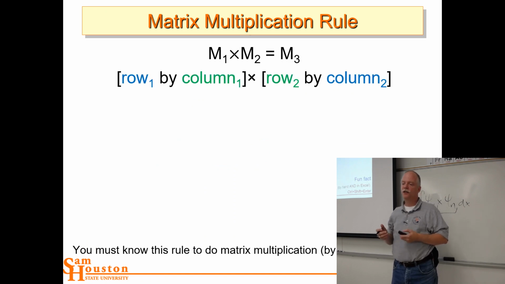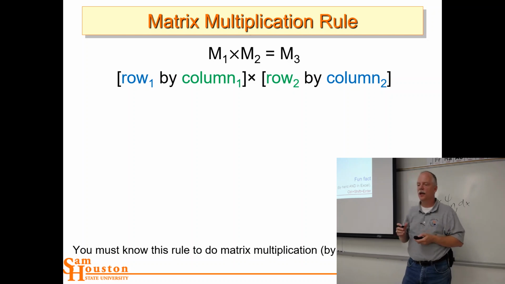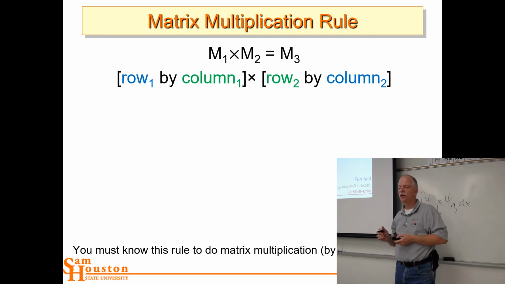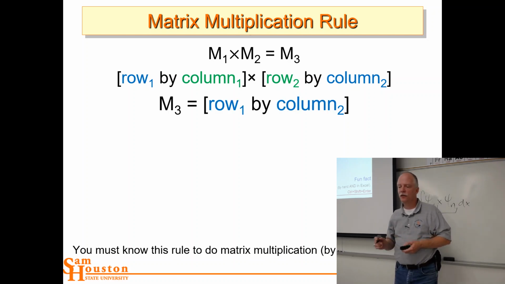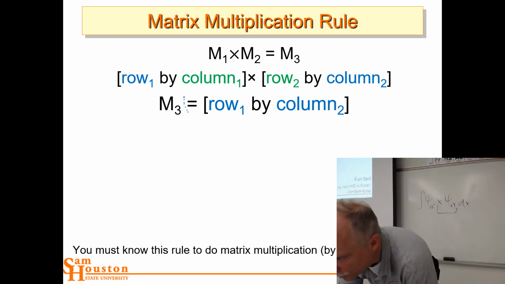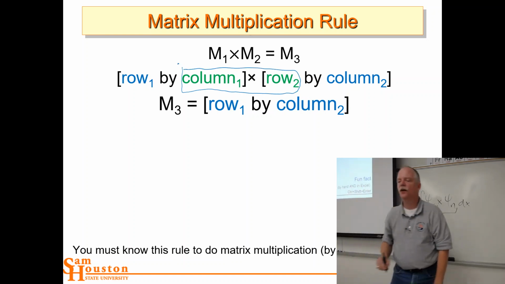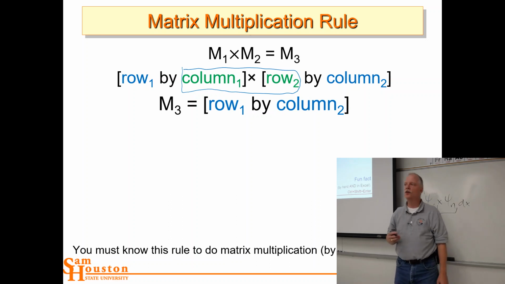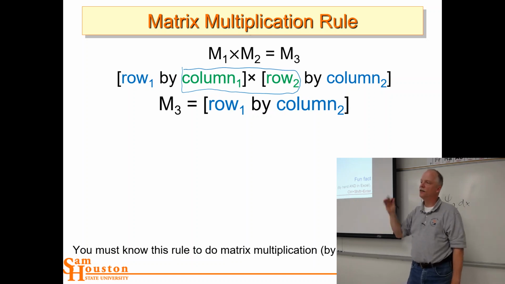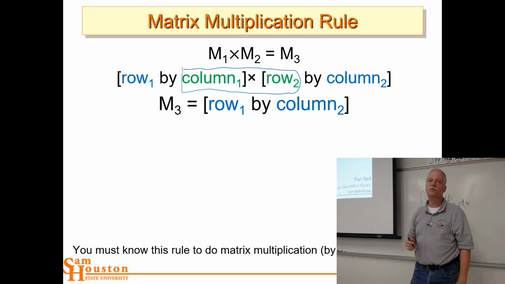And so in these matrices, we have row 1 by column 1 times row 2 by column 2. And these interior numbers must match. So this right here, I've marked in the same color because the columns of matrix 1 have to match the rows of matrix 2, because they're going to rotate and multiply through. And so when you rotate those columns and start multiplying through, they have the same number of values.